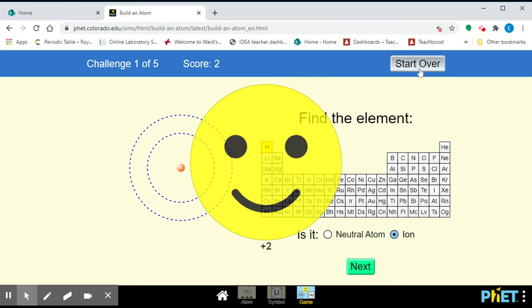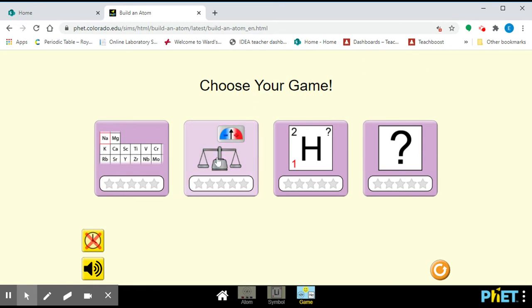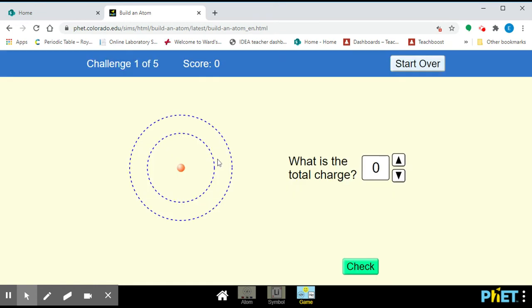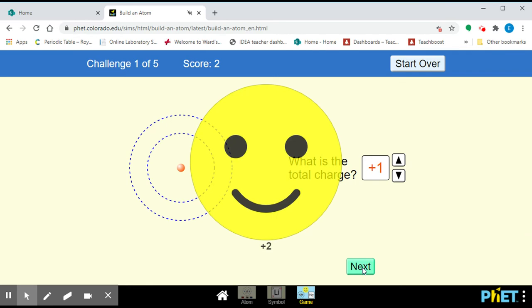Just to give you a brief overview of the others, if I look at the ion tab, this is asking me for the charge. Remember, the charge is the protons plus the electrons. So if I have 1 proton and 0 electrons, my charge is 1 plus 0. That would be plus 1.